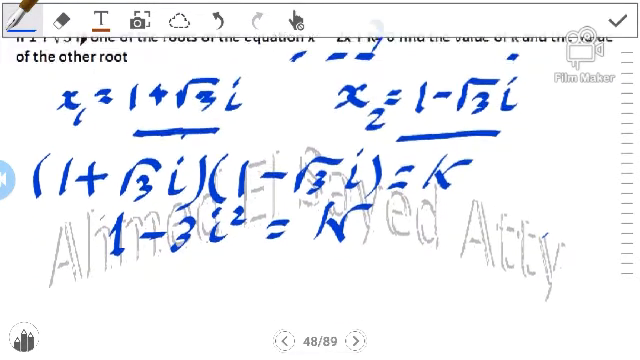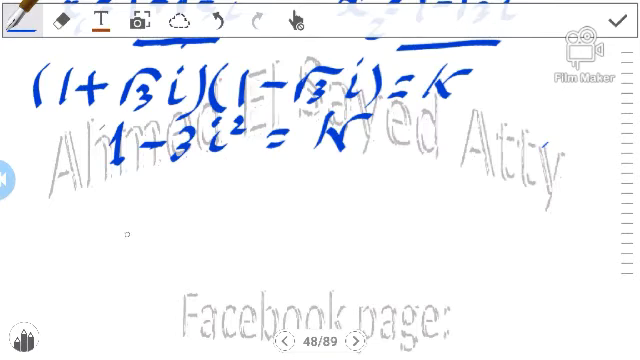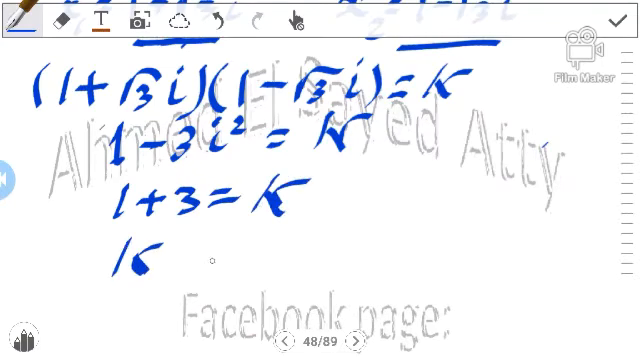Then, i to the power of 2 is negative 1, times negative 3 gives positive 3. So 1 plus 3 equals k. So k equals 4. So now I have found the value of k.